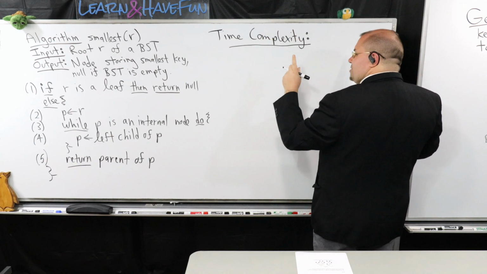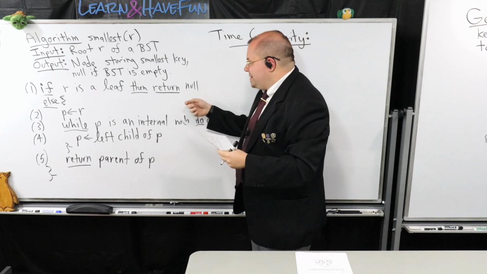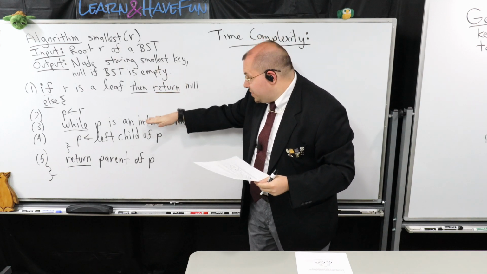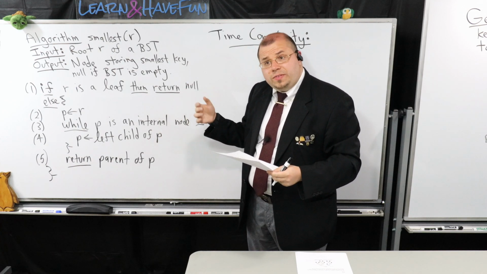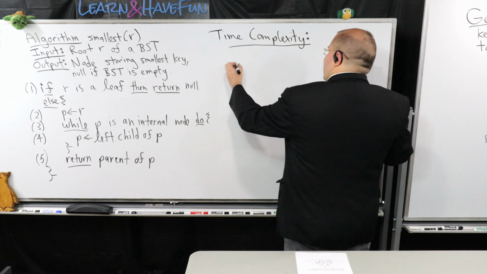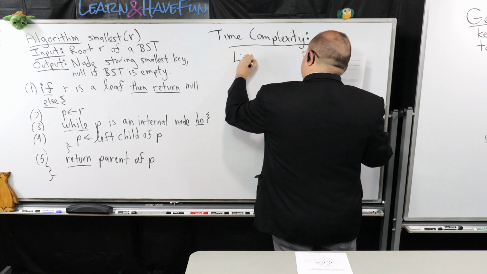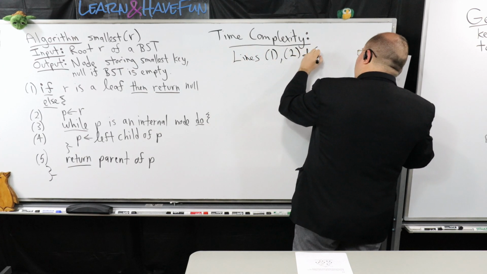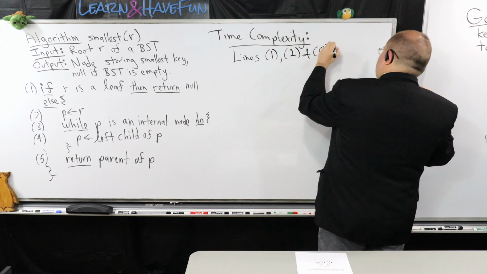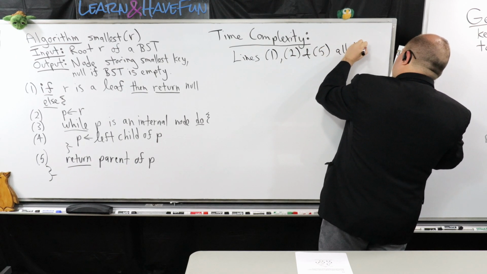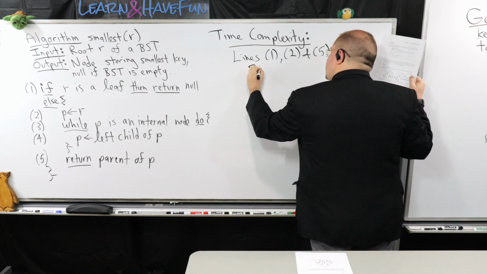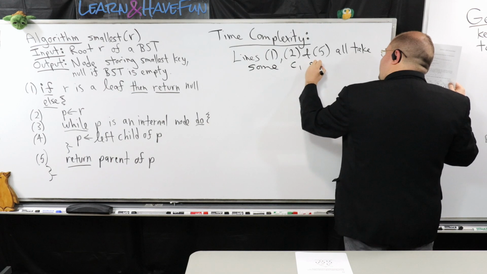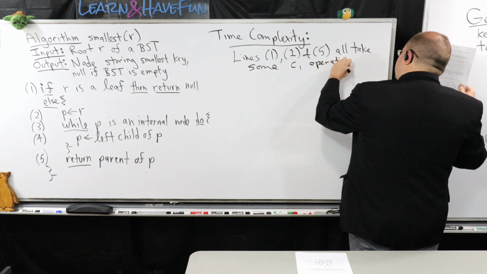So the first thing I want you to notice is I have line 1, line 2, and line 5. They're all outside of this while loop. So I'm just going to count all of these operations. So I know lines 1, 2, and 5 all take some C1 operations. So that's some constant number of operations.